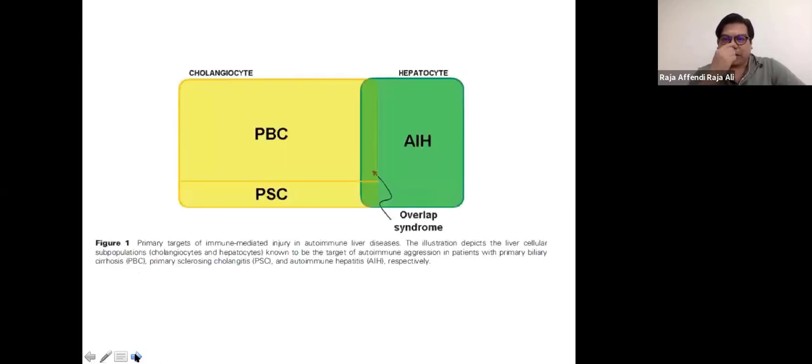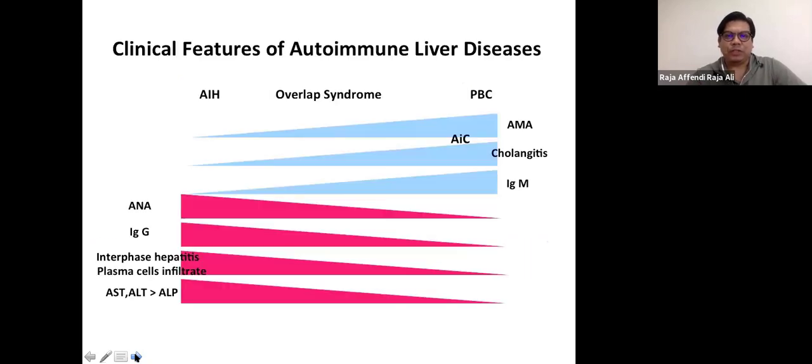You can see here in the diagram that AIH is predominantly a hepatocyte issue, as opposed to PSC and primary biliary cholangitis, formerly primary biliary cirrhosis, which are cholangiocyte issues. The overlap syndrome lies in between the spectrum of the disease.